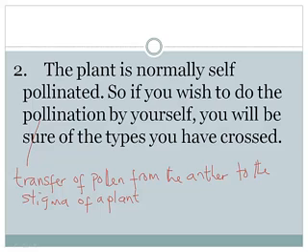The reason the garden pea plant is recommended is that it is self-pollinated. It doesn't require a butterfly to pollinate it. It pollinates itself, that is to say, it transfers the pollen from the anther to the stigma of that same plant. It does its own pollination by itself.